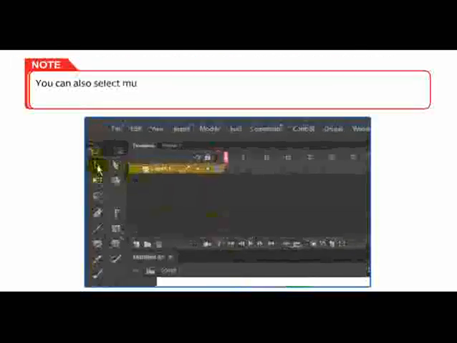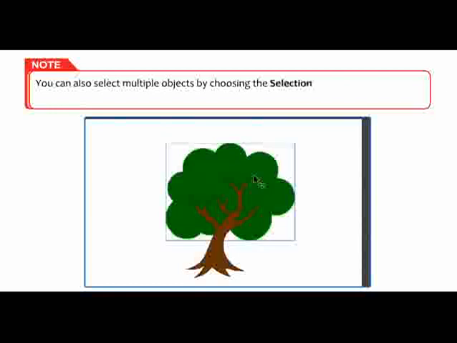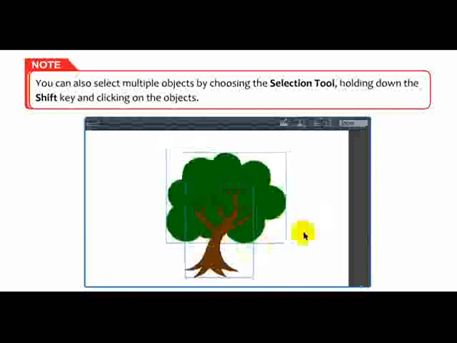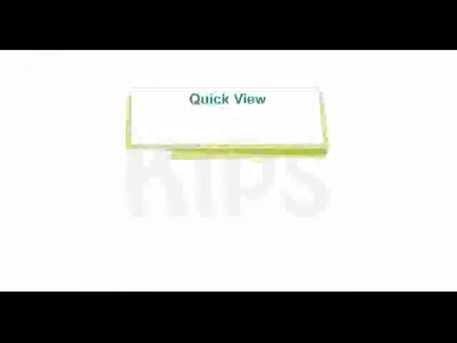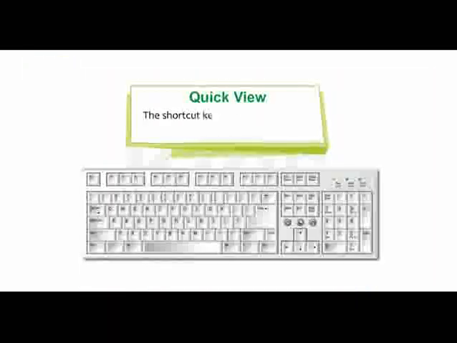Students note, you can also select multiple objects by choosing the Selection tool, holding down the Shift key and clicking on the objects. Let us take a quick view. The shortcut key for the Pencil tool is Shift+Y and for the Selection tool is V.